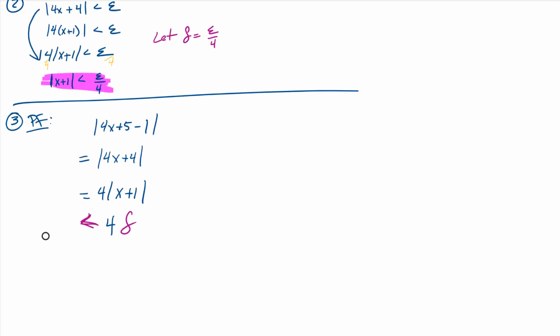Now we can use equal signs the whole way through. Delta, we found it to be epsilon over 4. How convenient. That just cancels right out. And it equals epsilon.